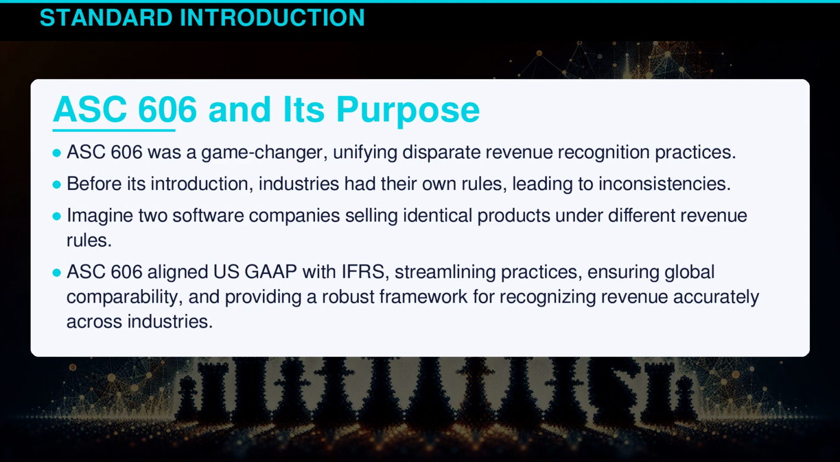ASC 606 was a game changer, unifying disparate revenue recognition practices. Before its introduction, industries had their own rules, leading to inconsistencies. Imagine two software companies selling identical products under different revenue rules. ASC 606 aligned U.S. Generally Accepted Accounting Principles with international financial reporting standards, streamlining practices, ensuring global comparability, and providing a robust framework for recognizing revenue accurately across industries.